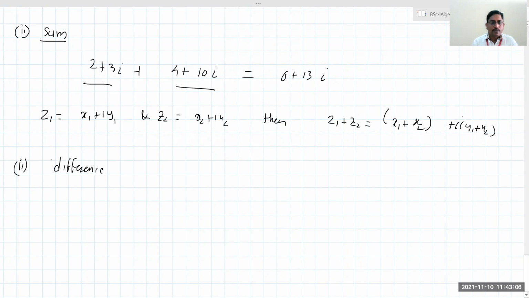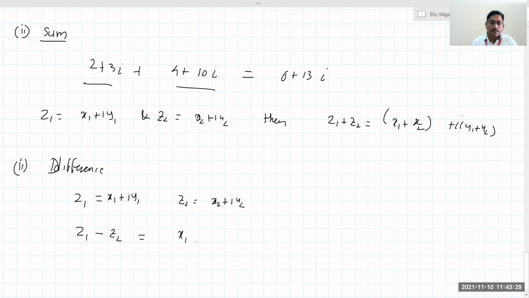Difference, you should write with a capital letter. Okay. So when Z1 is X1 plus iY1 and Z2 is X2 plus iY2, then the difference of these two complex numbers, you write either Z1 minus Z2. It will be different from Z2 minus Z1. And what is the difference?